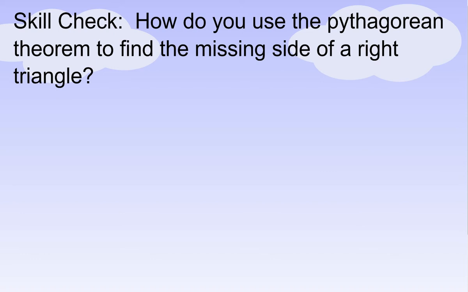So, how do you use the Pythagorean theorem to find the missing side of a right triangle? Well, you write down the formula, you plug the pieces into the formula where they belong, making sure the hypotenuse, the longest side, goes in for the C. Then you solve the equation. You simplify both sides, you get the variable by itself. When you have the variable by itself, you square root each side, and then you'd get something like A equals 12 or C equals 36. And that's the length of the missing side.